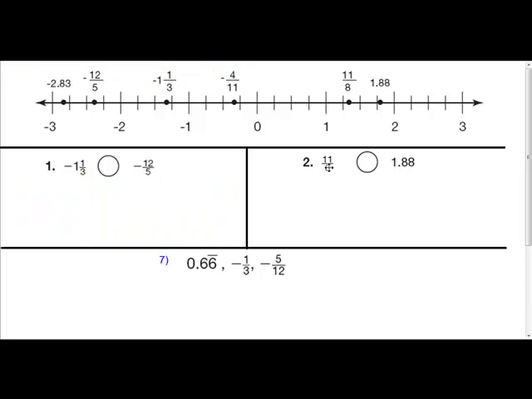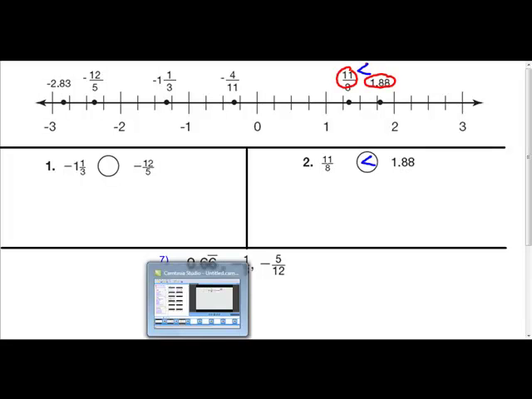Now let's look at problem number 2, 11/8 and 1 and 88/100. Let's locate them on the number line. We have 1 and 88/100, and we have 11/8. This one is further to the right. That means 1 and 88/100 must be greater than 11/8. What if we didn't have a number line? How would we do this?